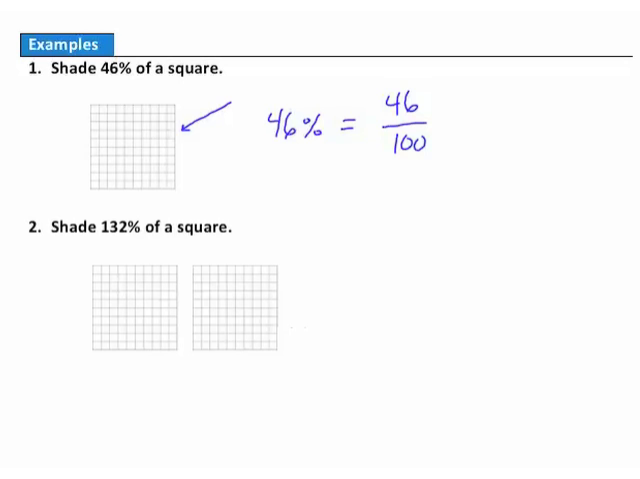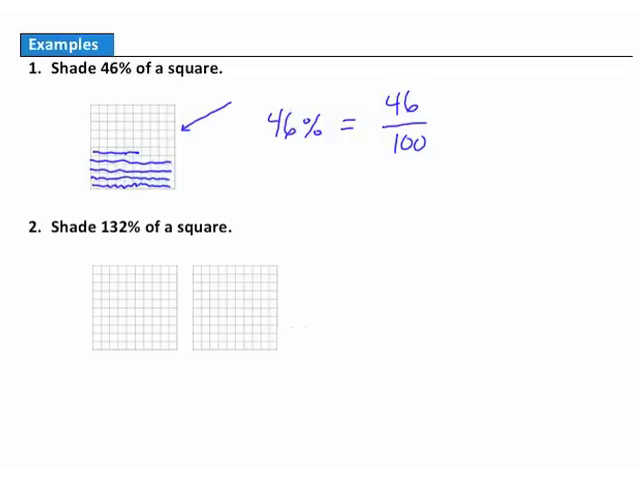Well, each of these rows is going to be 10 boxes. So I'll shade this row. There's 10, 20, 30, 40, and now I need to shade 6. So there's 1, 2, 3, 4, 5, 6. So 46% of that square is shaded.